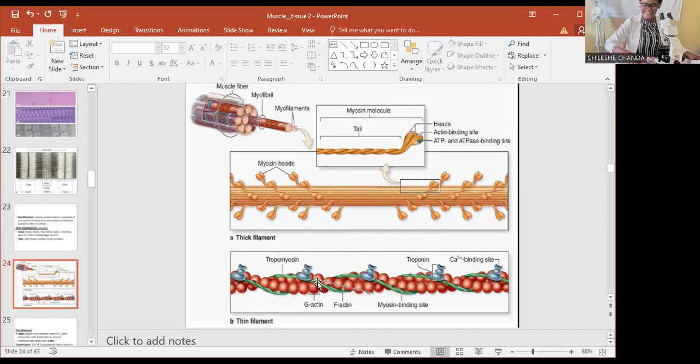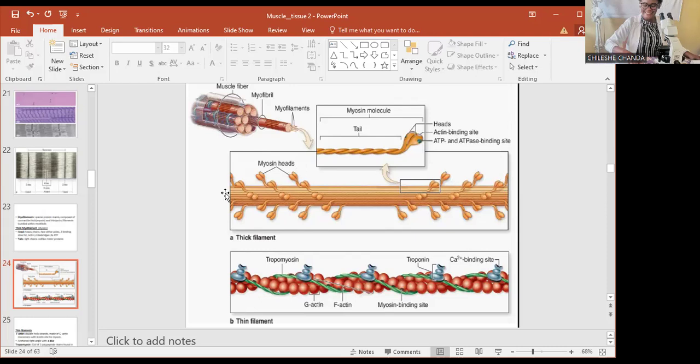Each tiny bead is known as a G-actin. When you get these beads together and you make a chain, they are known as F-actin. On each G-actin, you're going to find myosin binding sites. For that to happen, calcium should be produced to come and bind to troponin. I will say that again.